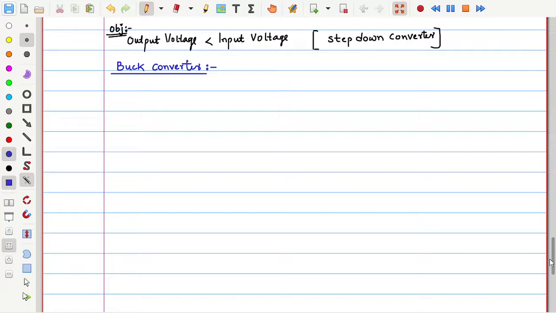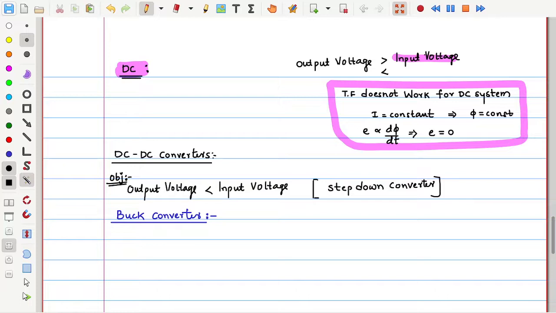Let me introduce first what it contains. Usually, as I told you, it is a DC system. I have a DC input voltage. I need what kind of voltage? DC output voltage. But how much? Less than the input. Okay.